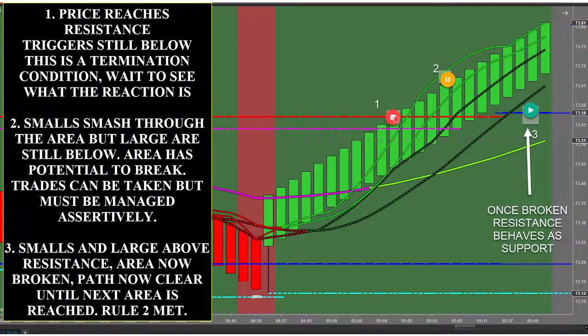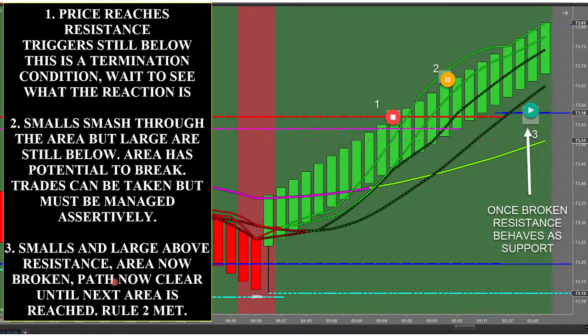As it progresses, if those small triggers, number 2, smash through the area with that odds favorable momentum, but your large triggers remain below the line. See how it's split 50-50? Guys, this area has the potential to break, but it has to be managed assertively because it's not yet a clear path. And then finally, when your small triggers and your large triggers get above resistance, well, now the area is broken. Now the path is clear.